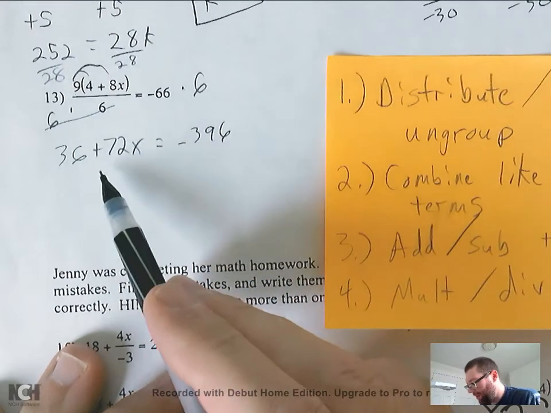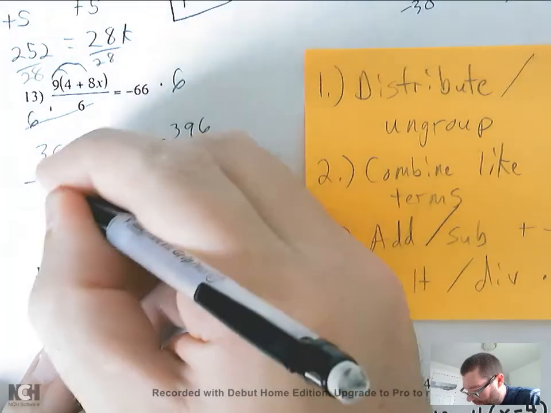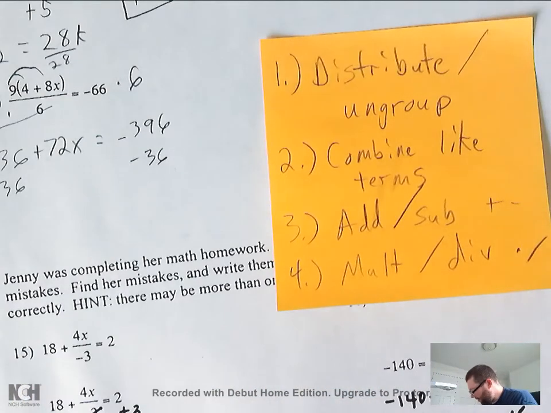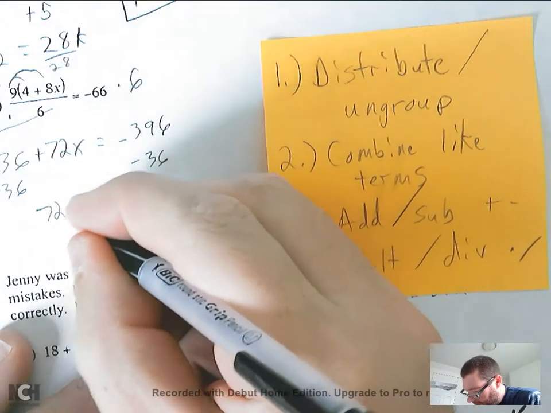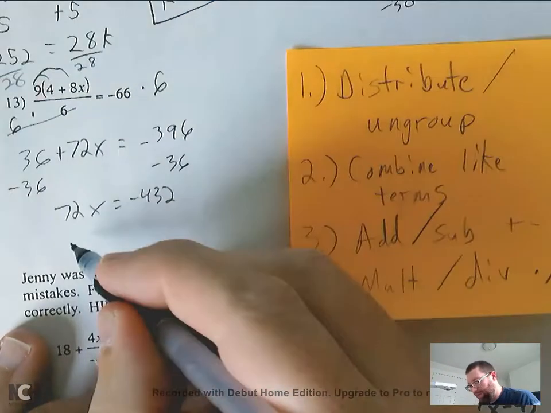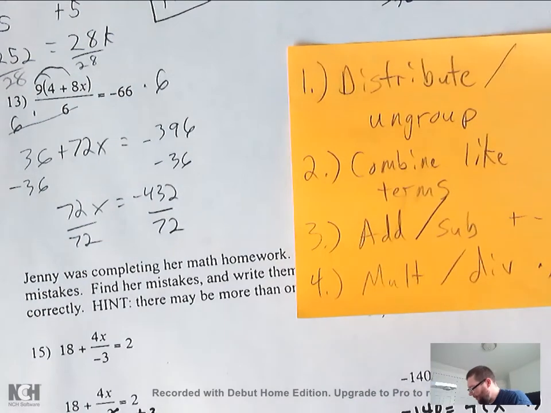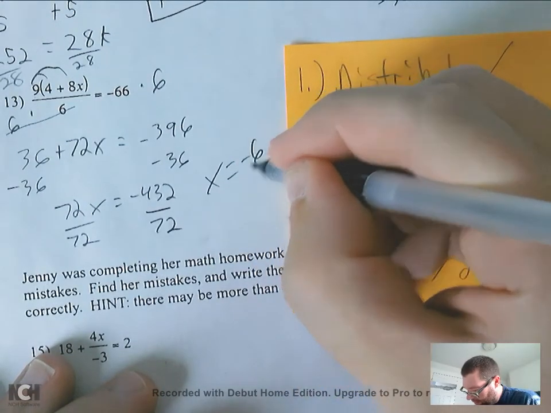Now this is a two-step equation. So I'm going to get rid of the add subtract of positive 36. So I have minus 36. And -396 minus 36 is -432. So 72x is equal to -432. And then you would divide by 72. Because it's multiplying, so you've got to divide. So divide by a positive 72, and you're going to get x is equal to -6.